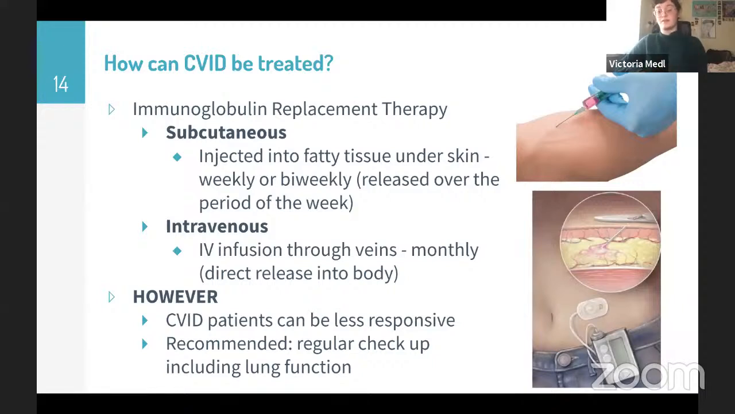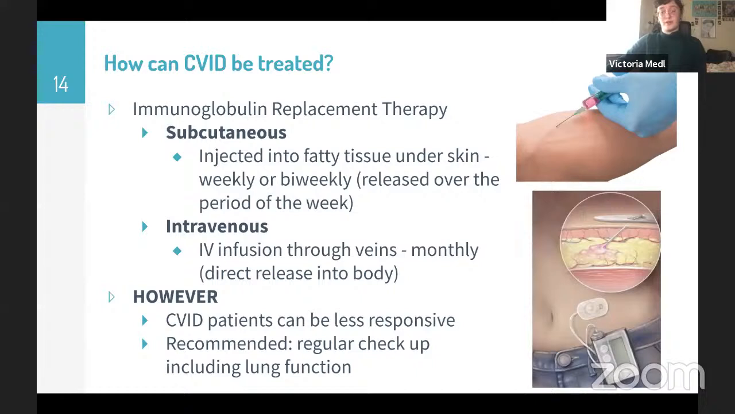Patients with CVID, however, could be less responsive depending on different antibodies they are lacking, or depending on other health factors. So it's recommended to have a regular checkup with your doctor to see your antibody levels and to see how your lungs are functioning.